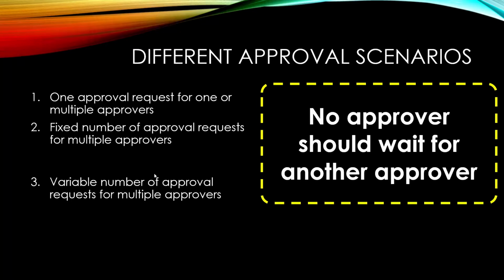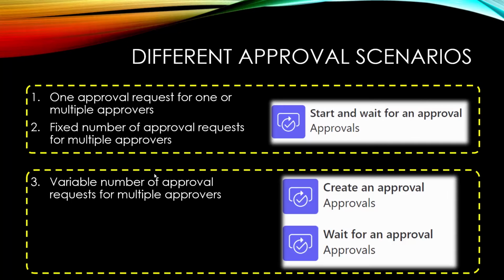Now, Power Automate provides different sets of actions for each one of them. For the first 2, where you have one approval request or a fixed number of approval requests, the start and wait for an approval action will do the trick. So we really don't have a complex scenario, and I will show you in this video how we can handle that.